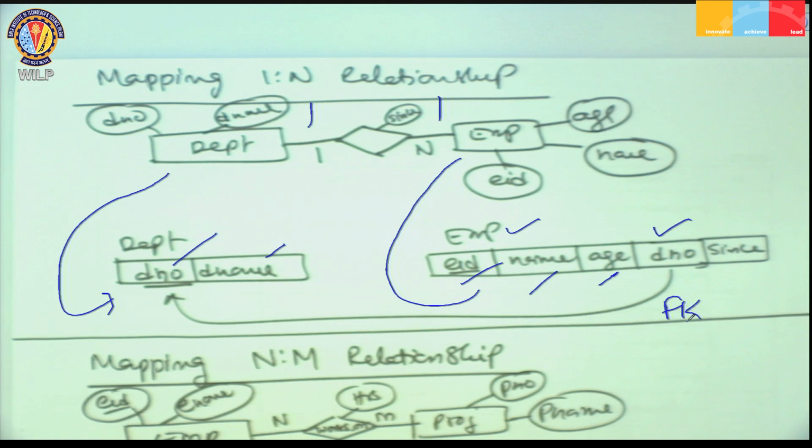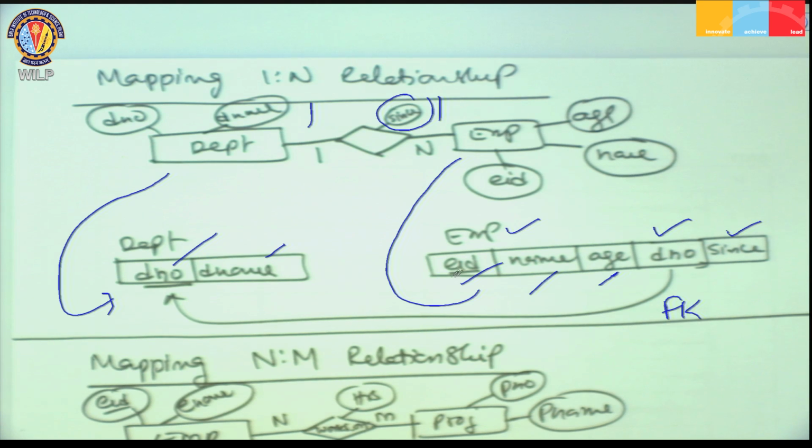And then there is a specific attribute associated with this relationship. It also indicates since when the given employee is working for a given department. So that specific attribute attached to the relationship can be captured as a field of the employee table, or employee relation schema.